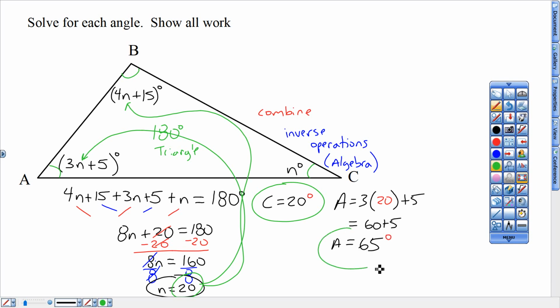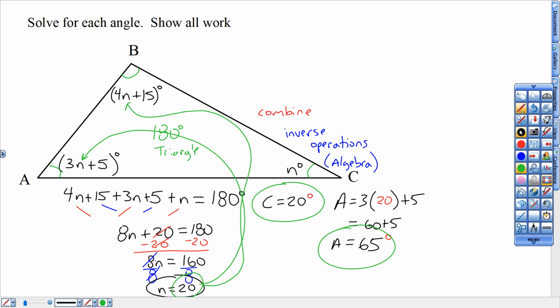Now I got to do the work and solve for B. So here I go. For B, take that same n is 20 and plug it in. I got 4 times 20, plus 15. That's going to give me 80 plus 15, and if I do that right, that should give me, I believe, 95. I'm always kind of wary of my arithmetic here, not using a calculator. And if I do my math right, all of those should equal 180.